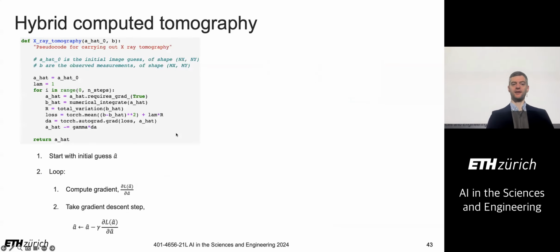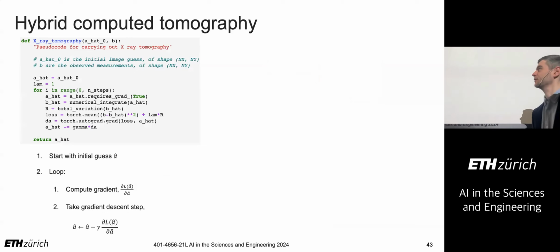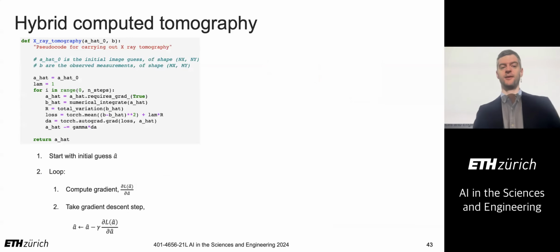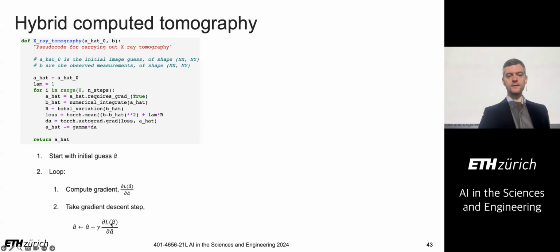So I've got some pseudocode here. What I'm writing in the pseudocode is just gradient descent. And I've written it out as a for loop as well. So again, this is just that diagram that I showed before. And this is the kind of standard gradient descent algorithm. So again, we start with an initial guess. We do this for loop where we compute gradients, then we take gradient descent steps. Nothing new. So what I'm going to write in the right-hand side here is the hybrid version where we're going to learn this gradient descent step.